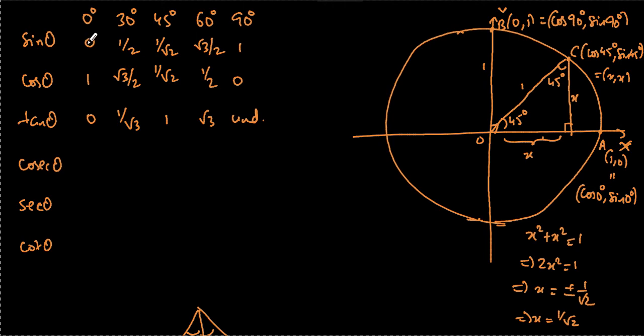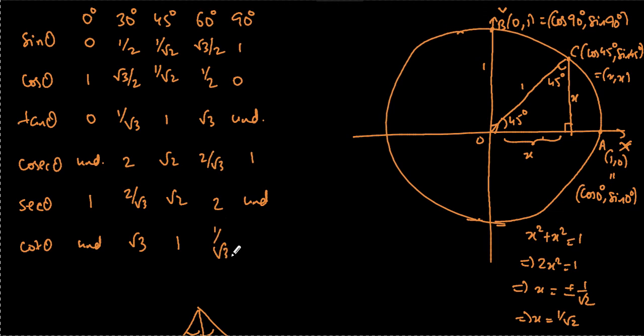Cosecant theta is the reciprocal of sin theta, so I get undefined, 2 root 2, 2 by root 3 and 1. Secant is reciprocal of cos, so I have 1, 2 by root 3, root 2, 2, undefined. Cot theta is the reciprocal of tan, so we have undefined, root 3, 1, 1 by root 3 and 0.